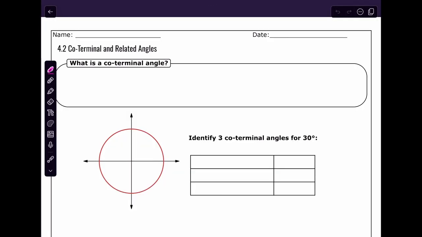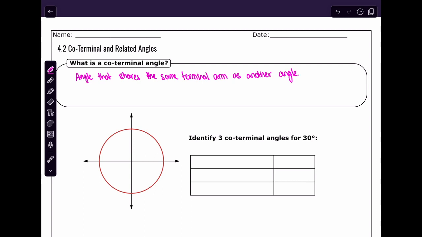Okay, so now we're going to be learning about coterminal angles. A coterminal angle is an angle that shares the same terminal arm as another angle.